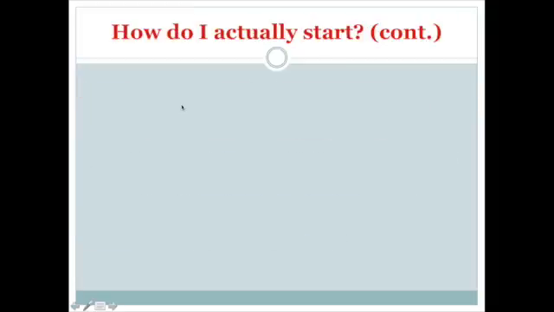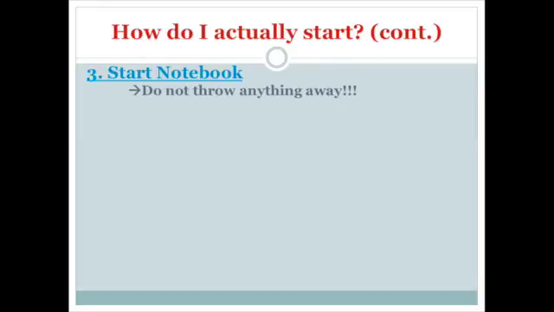Step number 3 is starting your notebook. All of you should already have your notebook started. We talked about this in class. We go through every Monday where you should be in your notebook. And remember, don't throw anything away. You get points for everything in your notebook, so it's really important you make sure you have everything done.